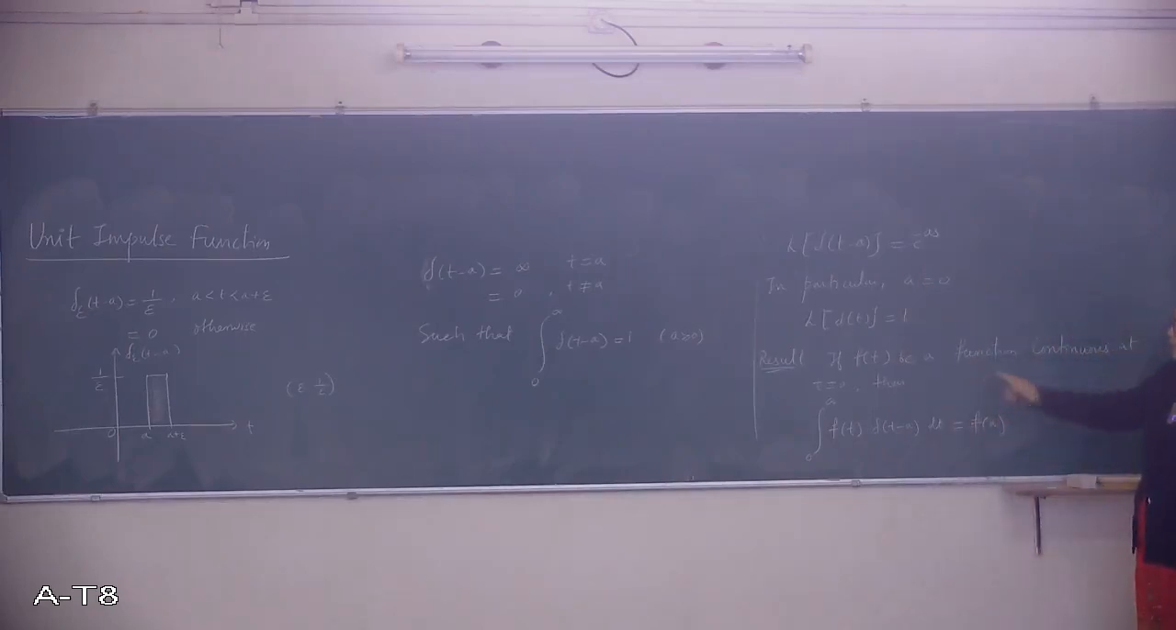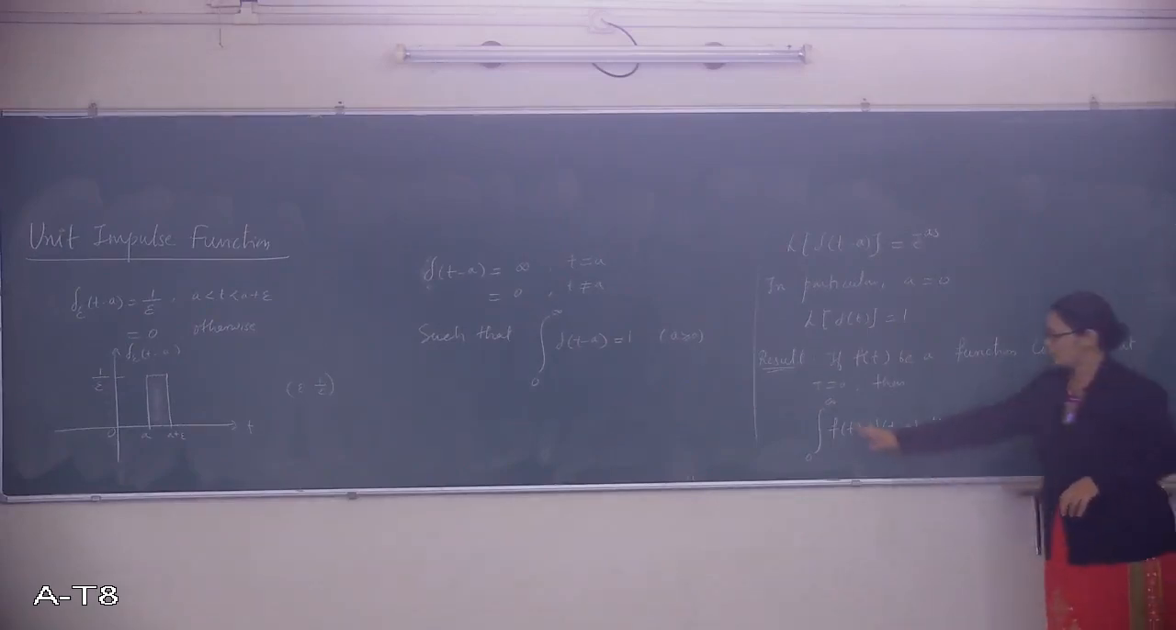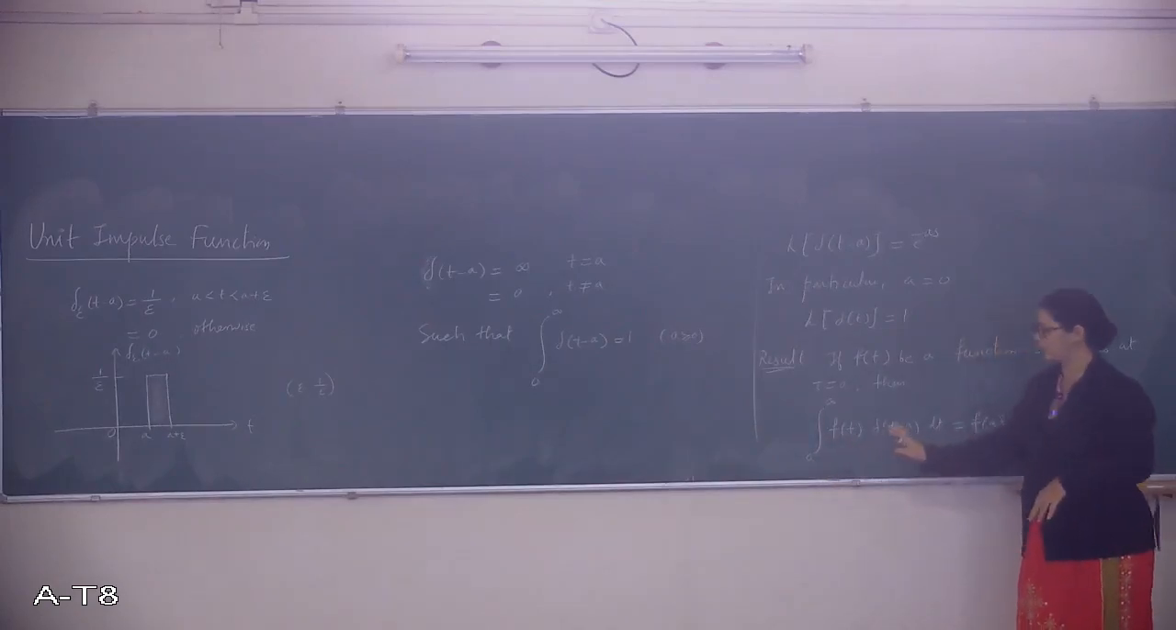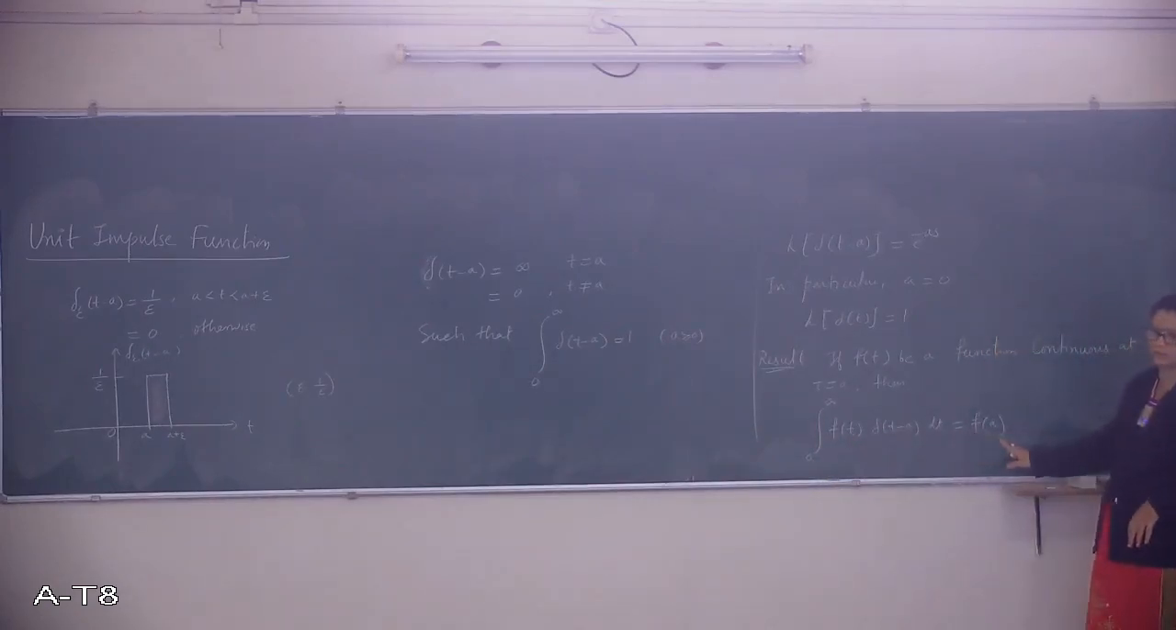There is one more result: if f of t is a function continuous at t equals a, then we have this result. The integration from 0 to infinity of f of t delta of t minus a dt is equal to f of a. So this proof we have already done in class. We can go through that.